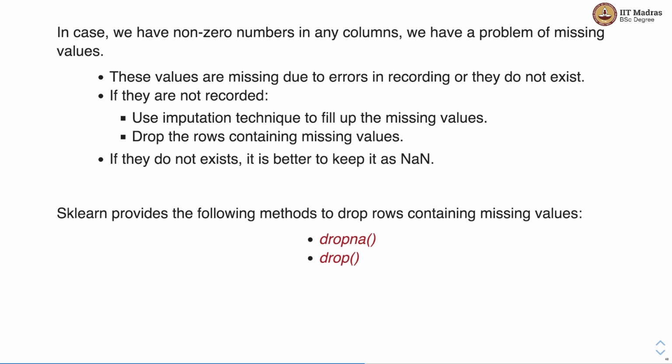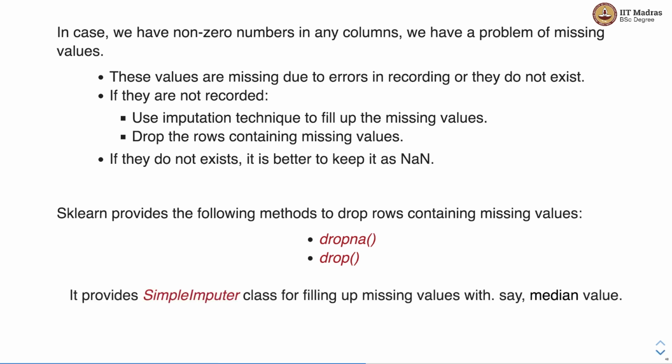sklearn provides a couple of methods for dropping rows containing missing values. We can call dropna method or drop method to drop rows containing the missing values. But what happens is, in case of machine learning, the data is scarce and throwing away any data like this could be costly. Hence, we try to use imputation technique to fill up the missing values.